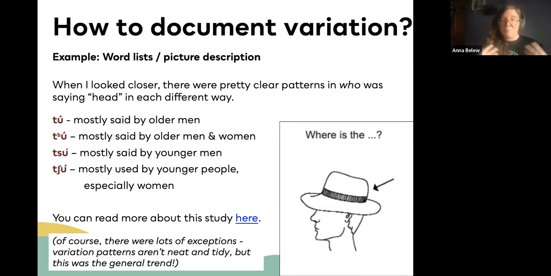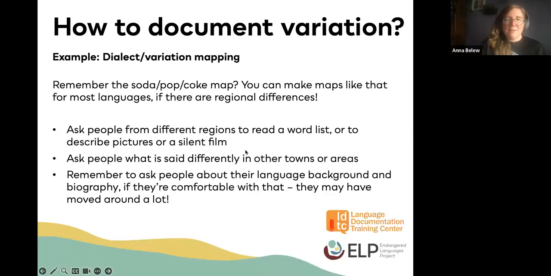And of course, like the pop and coke map, there were a lot of exceptions. It wasn't like a clear pattern, all young men say this and all old women say this, but it was definitely a pattern. And so what we found, instead of learning about words like on or next to or under, we learned something about differences in how different ages and genders of people pronounce this thing, which is really cool. If you'd like to read more about it, I linked a presentation on this study in the slides.